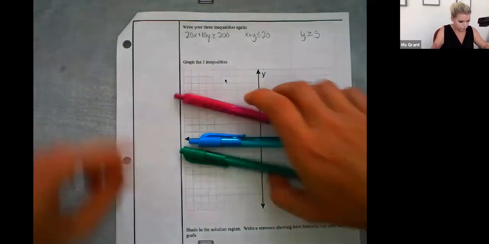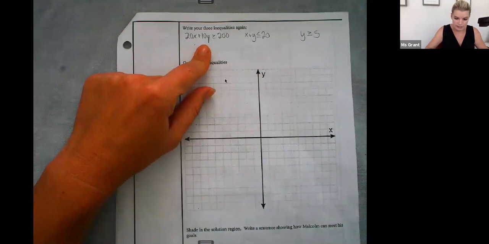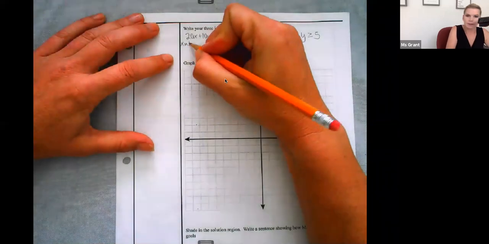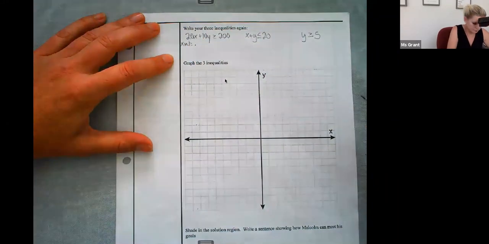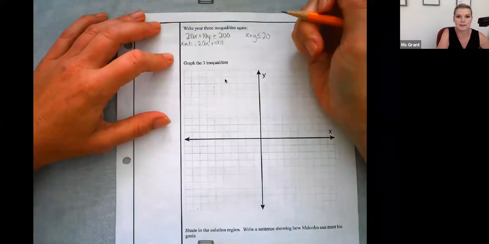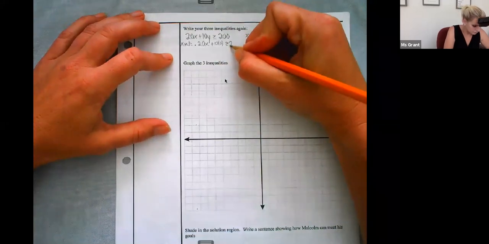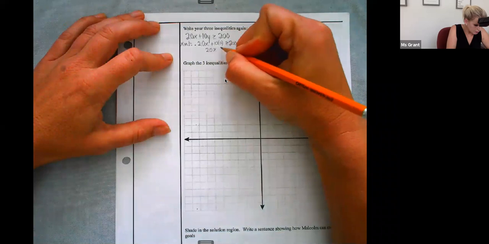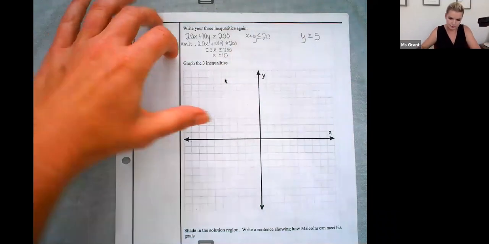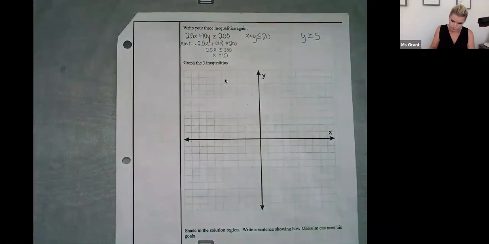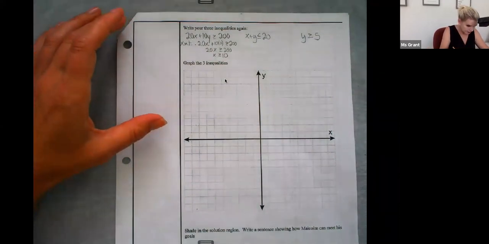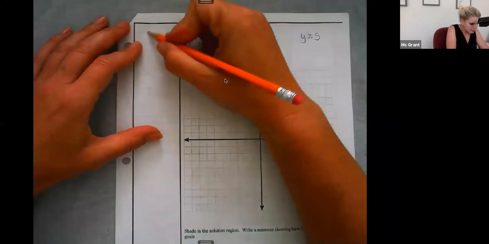You know, for this first one, I could find my intercepts because I have to graph them all. So I'm going to do my x-intercept, means I'm going to plug 0 in for y. 20x plus 10 times 0. I don't even need to write it. If it's 10 times 0, why am I even writing it? 20x is greater than or equal to 200. X is greater than or equal to 10, right? That means that I'm going to have an x-intercept of 10, 0.